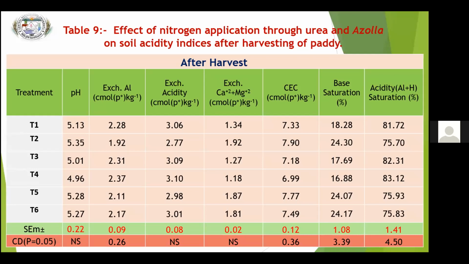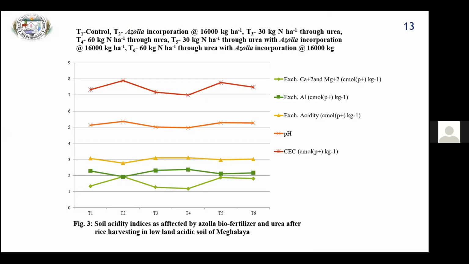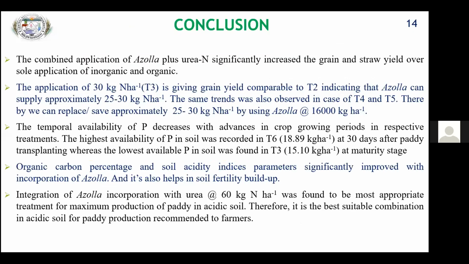Similarly, for exchangeable calcium and magnesium, we can see that Azolla has higher values due to the higher concentration of organic matter, which results in high biomass, and it is the same for CEC. So at last I conclude that the combined application of Azolla with nitrogen significantly increases the grain and straw yield over the sole applications, and integration of Azolla with urea was found most appropriate for the production of paddy in acidic soil. Therefore, the combination in acidic soil for paddy production is recommended to farmers.